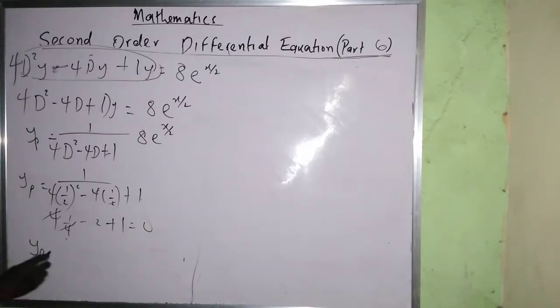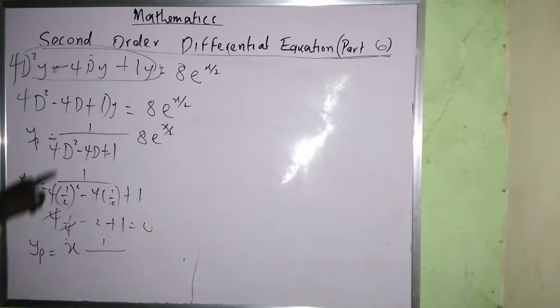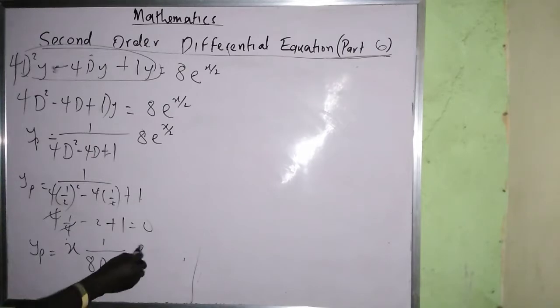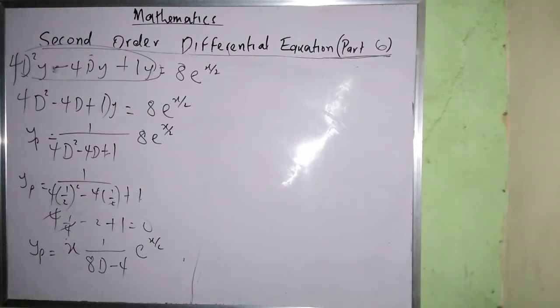My y particular will be equal to, I will differentiate one more time. X1 divided by, since I differentiate, I will attach x to it. Differentiate this, I'll be having 8d minus 4, e of x all over 2. Now, if I put my all over 2 here, it will be 4. 4 minus 4 will be 0. 4 minus 4 is going to be what?